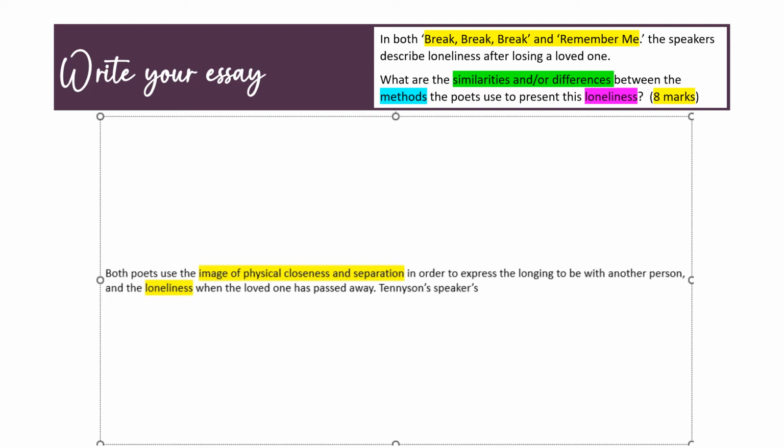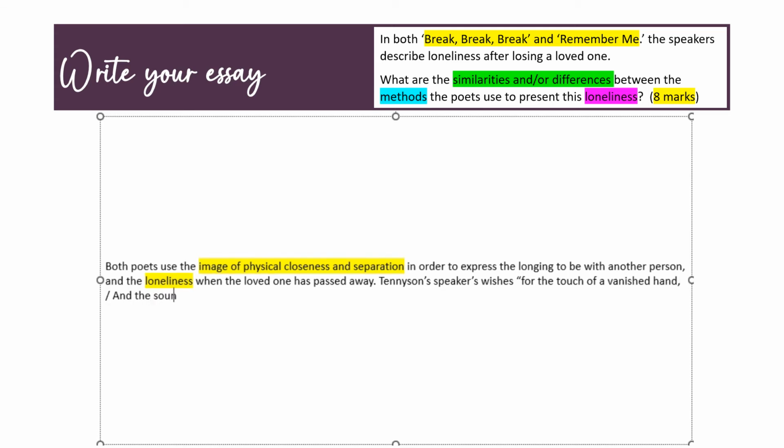So Tennyson's speaker wishes for the touch of a vanished hand and the sound of a voice that is still. I've got the quotation there, and then I'm going to start to unpeel that quotation, delving into the layers of the language, getting under the skin of the poem.